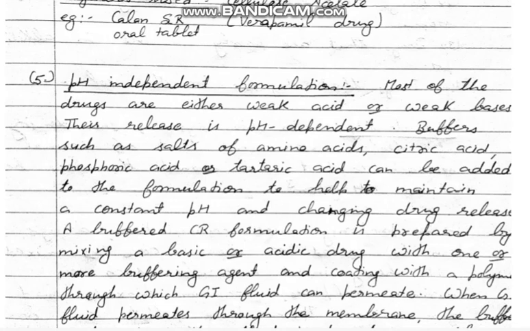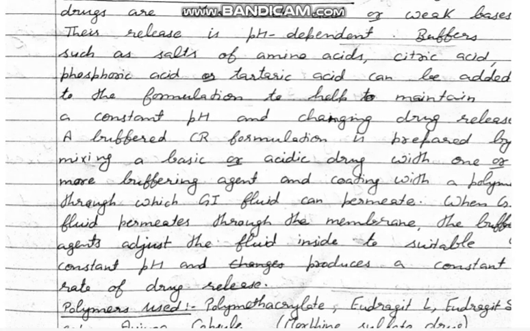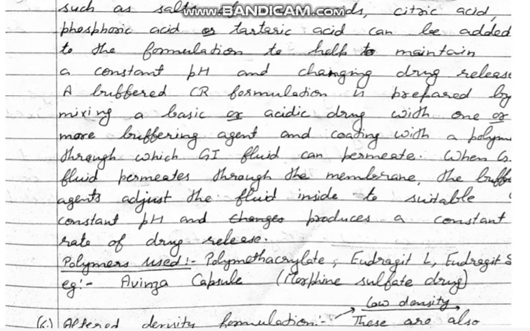So when the drug is prepared, whether it is acidic or basic, it is going to be treated with a buffer agent, maybe a single or multiple buffer agents, and this will decrease the pH dependent behavior of the drug. Polymer polymethacrylate, Eudragit, is generally used for this purpose. Avinza capsule, in this morphine sulfate drug is used. This is an example of a marketed formulated preparation.